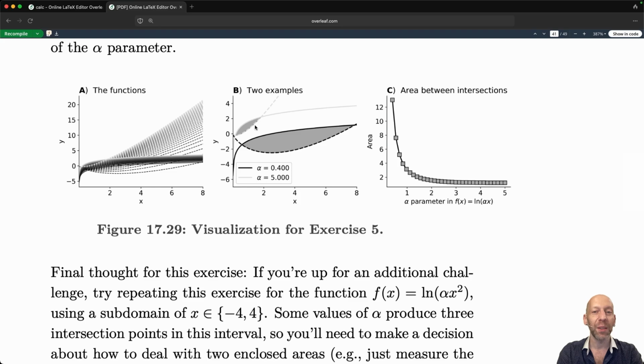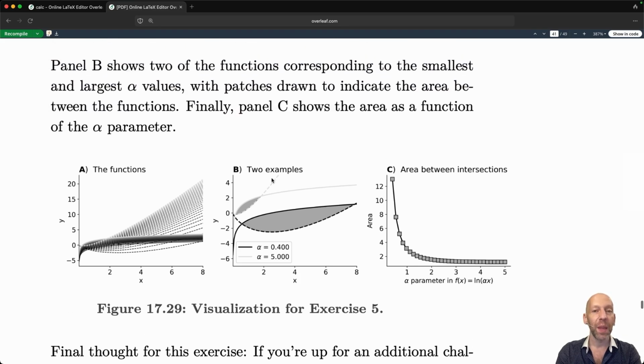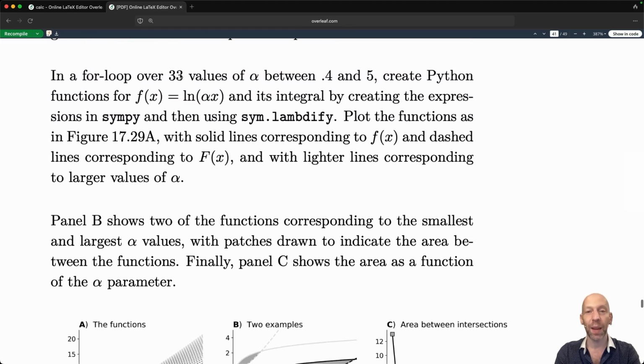What I am showing here is two examples of the same functions, so the natural log of x and its antiderivative, but with different values of alpha. So this is for alpha equals 0.4, and this one here, it's smaller and it's higher up, it has a bit of a higher angle. This is for alpha equals 5. Okay, so what you want to do in this exercise is vary the alpha parameter between 0.4 and 5 in, I think I said 33 steps. Yeah, so vary alpha in 33 steps between 0.4 and 5.